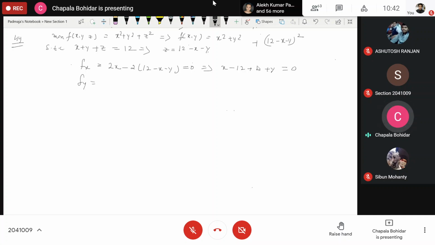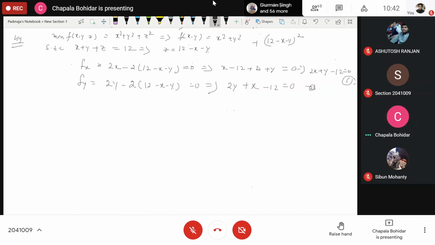Then fy is equal to 2y, minus again 2 into (12 minus x minus y) equal to 0. This implies, taking common 2, we get 2y plus x. It is y here, 1y here, so we get 2y plus 2x plus y minus 12 equal to 0. Here also it is minus 12 equal to 0. So say equations 1 and 2.